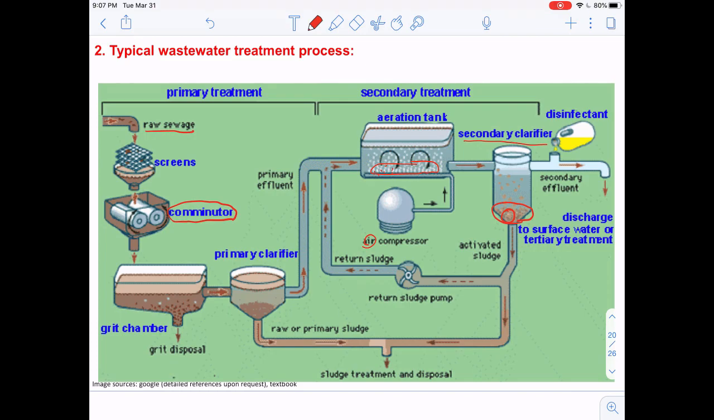So after we get this further cleaner water, we can use the disinfection to remove the microorganisms. We can either discharge it or send it to a tertiary treatment, right?